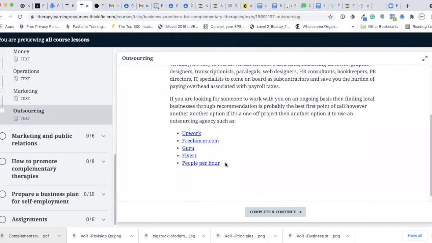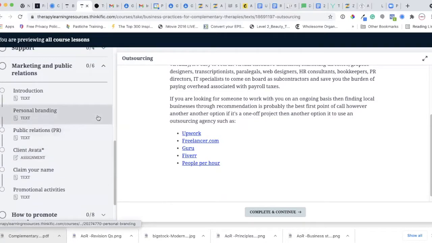If you want just a job done, you want a flyer created, Canva is amazing to use. I think that's in marketing somewhere, but also you can pay for somebody to do it on one of these platforms, and they're mainly people that are in India that will work for next to nothing, sadly, but for us it's very good. Then we've got marketing and public relations.